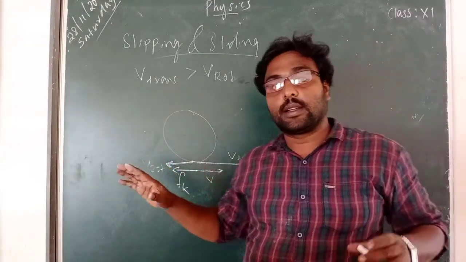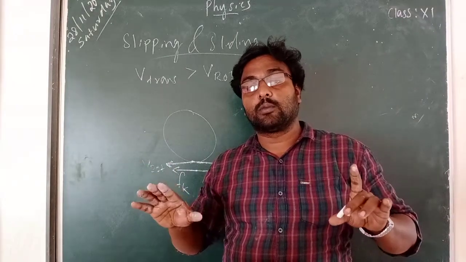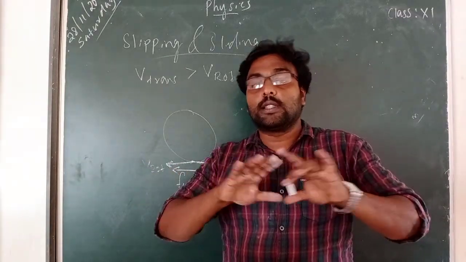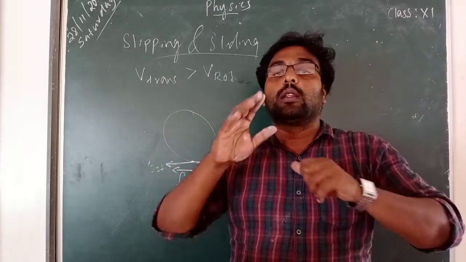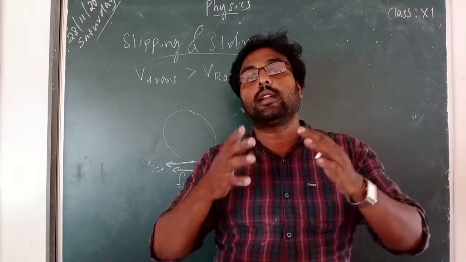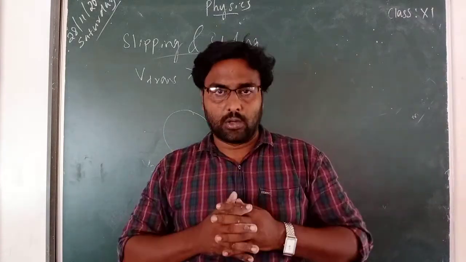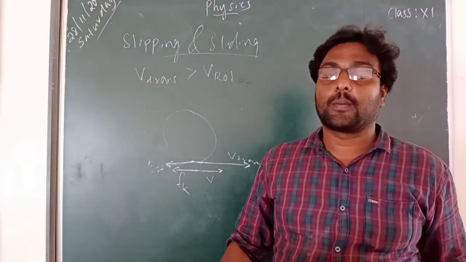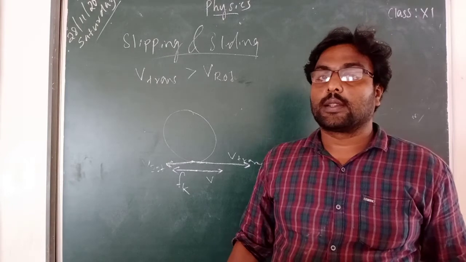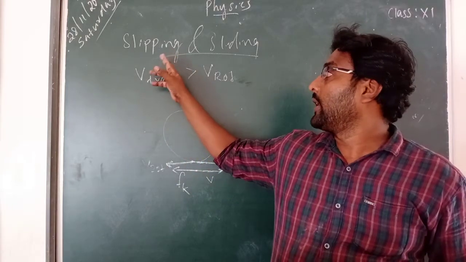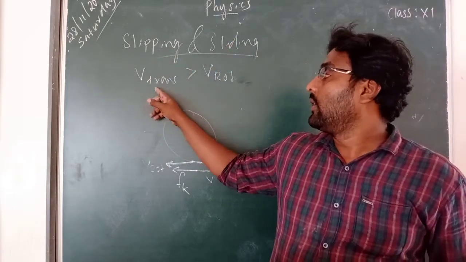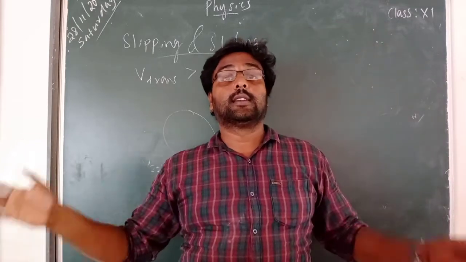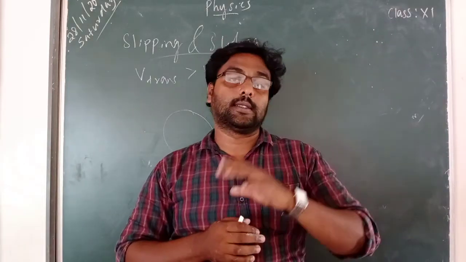Until this rotational motion and the translational motion become the same, the vehicle is not under pure rolling. Once these two magnitudes are the same, the vehicle is under pure rolling. So this is what we are saying, sliding. Understand that? During sliding, translational motion is greater than what? Rotational motion.